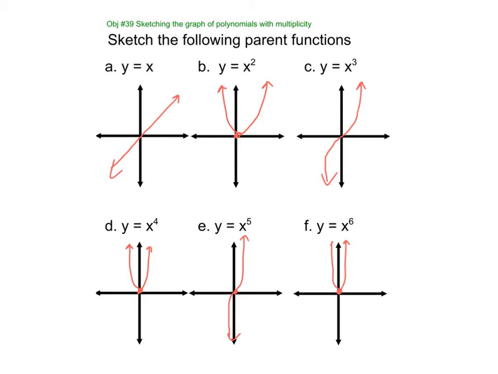That's it. So notice odd functions, arrows are going in opposite directions. Even functions, they're going in the same direction.